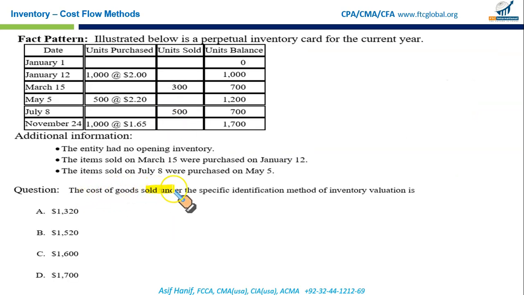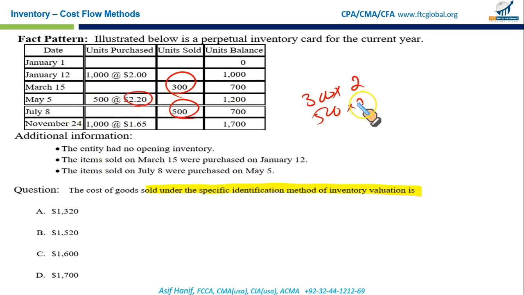The cost of goods sold under the specific identification method of inventory valuation is: the items sold on March 15th were purchased on January 12th, which means these items had a cost of $2 each. And the items sold on 8th July, 500 units, were purchased on May 5th, which means at the rate of $2.2 each. See, so this way we are able to specifically identify which units are sold and what was their cost. That's what you call specific identification. $1,700, that makes D the correct option.